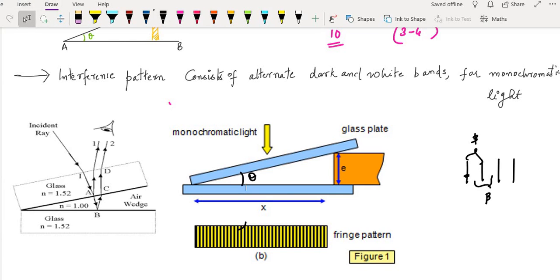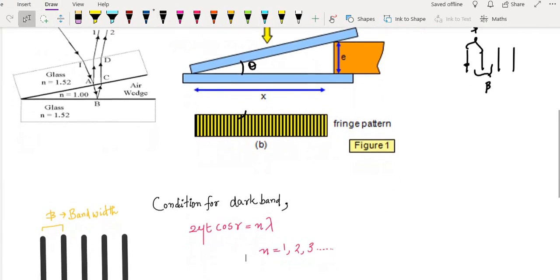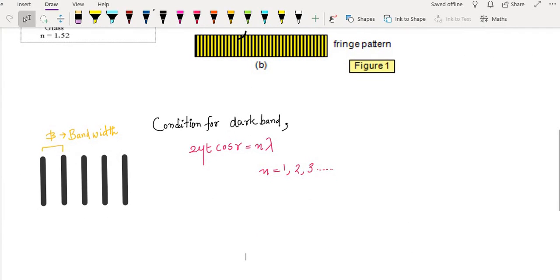The bandwidth is the distance between adjacent dark bands. Here we are considering the case of the dark band. The condition for the dark band is 2 mu t cos r equal to n lambda, where n is equal to 1, 2, 3, and so on. Here mu is the refractive index, which for air is 1, and t is the thickness of the film.